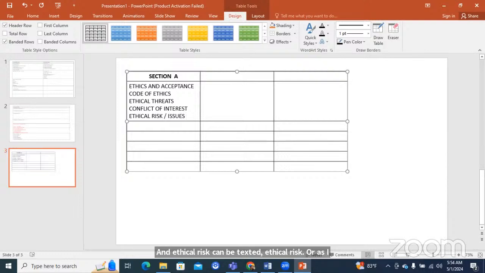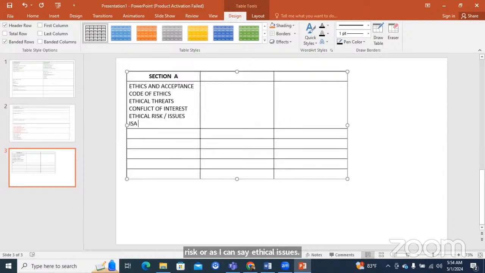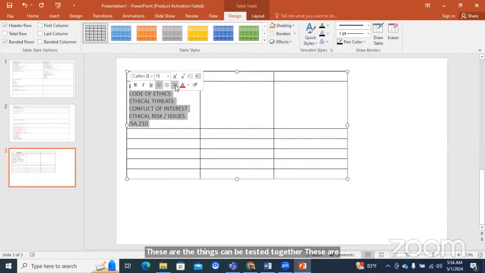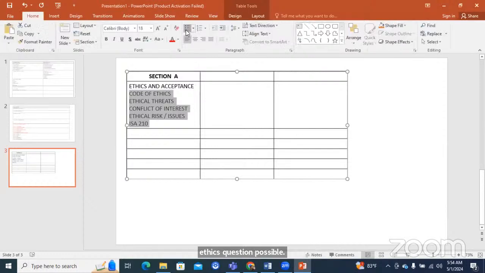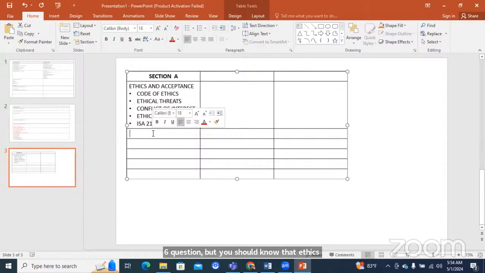Today, we're going to familiarize ourselves with these areas only. And especially, you should know ISA 210. These are the things that can be tested together. So what I'm trying to tell you is, an ethics question is possible in section A. But you should know that ethics questions can be tested in these areas, right?